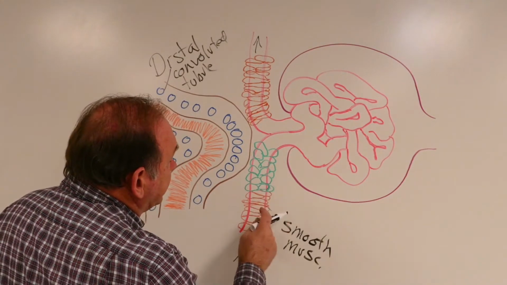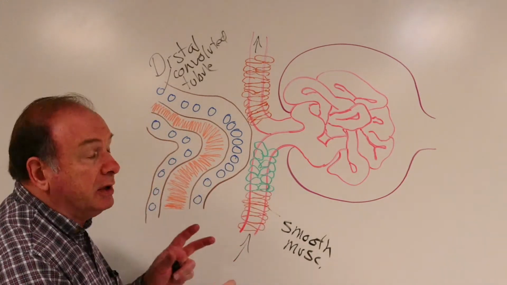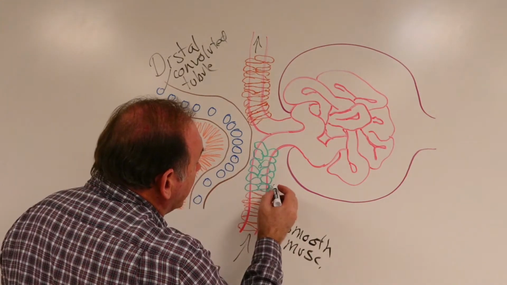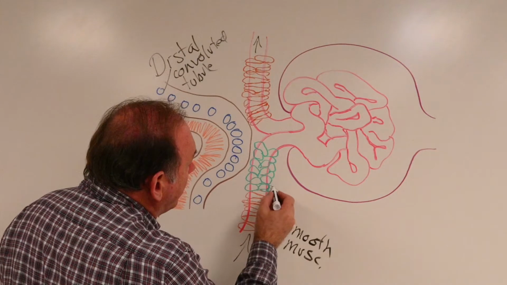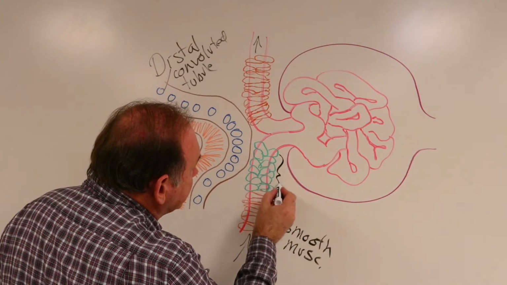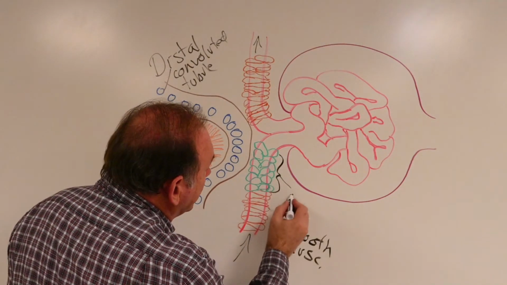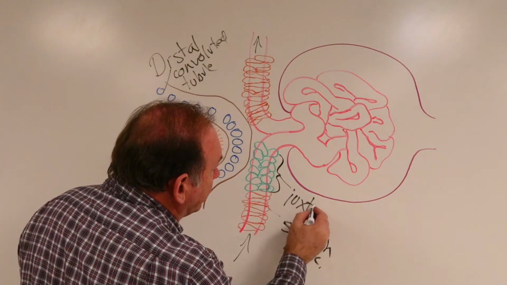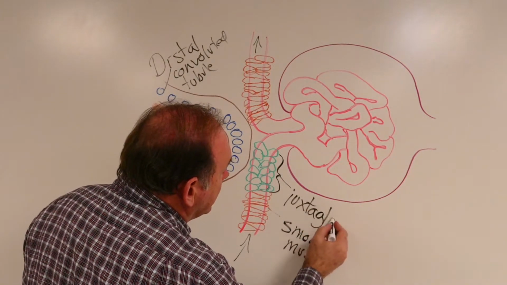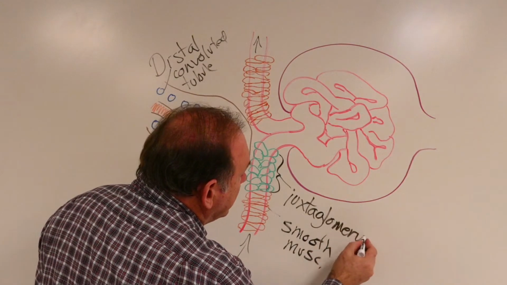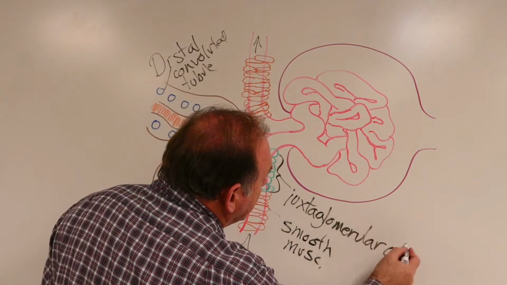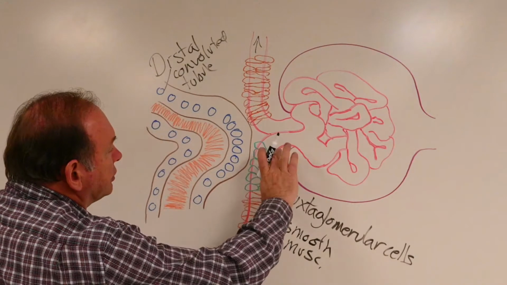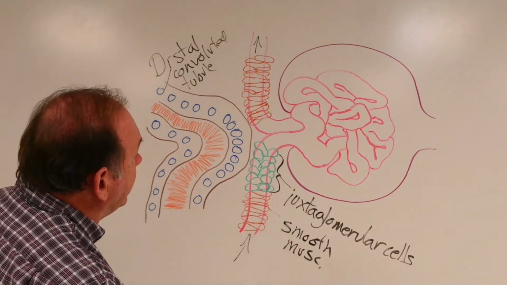The next group of cells are a modified version of smooth muscle. They change a little bit and become primarily hormone producing cells. These cells right in here are referred to as juxtaglomerular cells. Juxta means next to, of course. So there are juxtaglomerular cells right there.